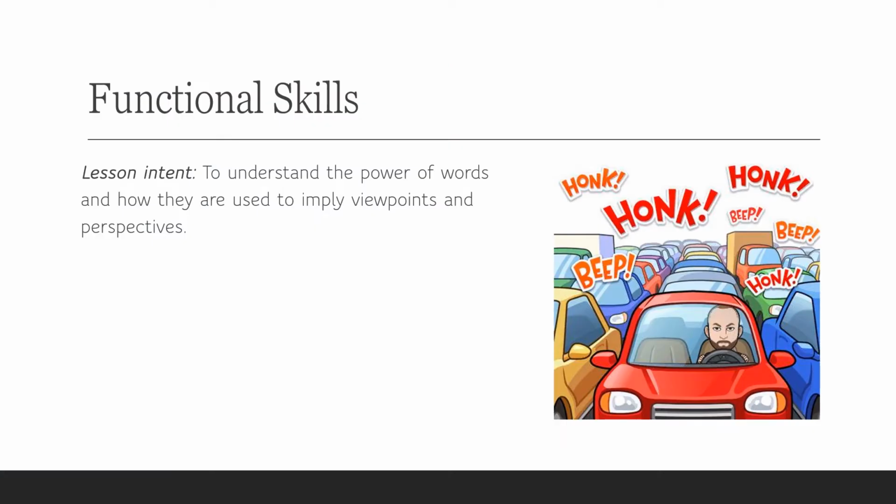What we're going to think about at the moment is to understand the power of words and how they're used to imply viewpoints and perspectives. Now, if you think about those key words there, viewpoints and perspectives, what we mean is someone's point of view on a certain theme or topic, and their perspective is seeing it from their side of the argument. Now, this is going to be important not just in functional skills, but also if you're thinking about progressing and going on to study GCSE English as well.